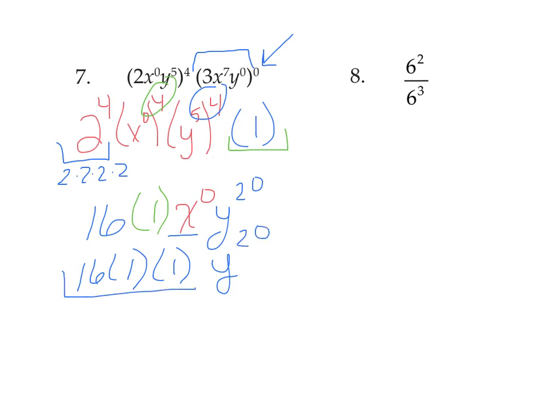And 16 times 1 is still 16. So we have 16 y to the 20. When you get really good at this, you'll be able to do a lot of this multiplication mentally, and you don't have to write everything out. But I write everything out so you guys can see exactly where everything is coming from. And it's beneficial when you're learning to write everything out.